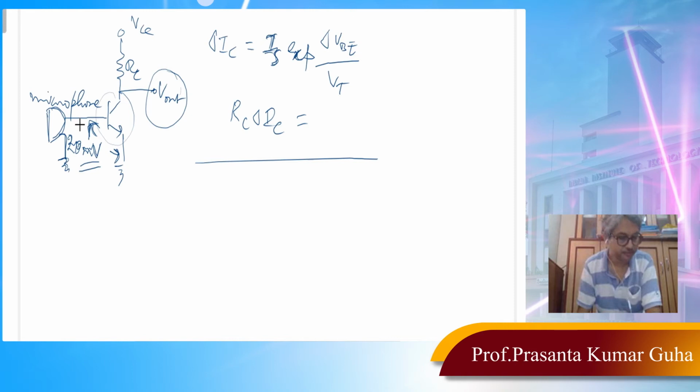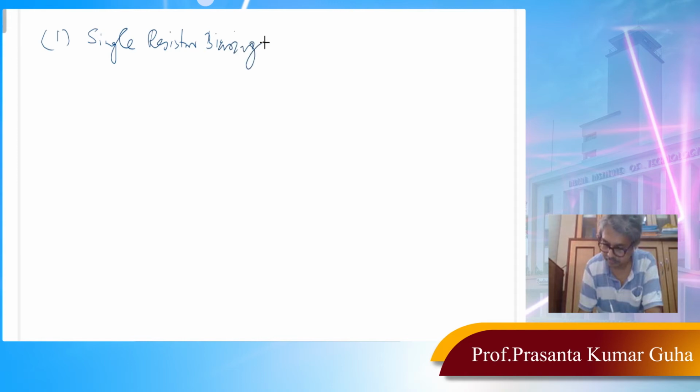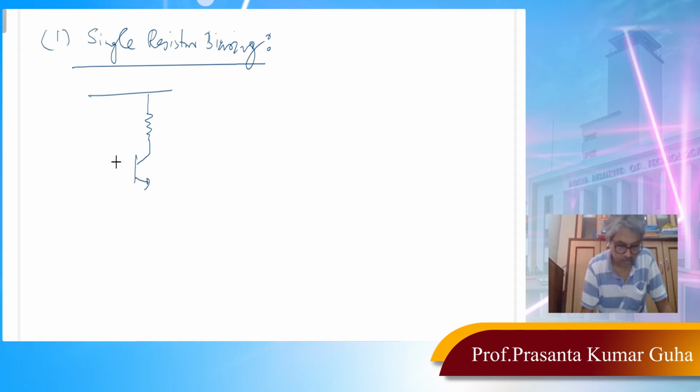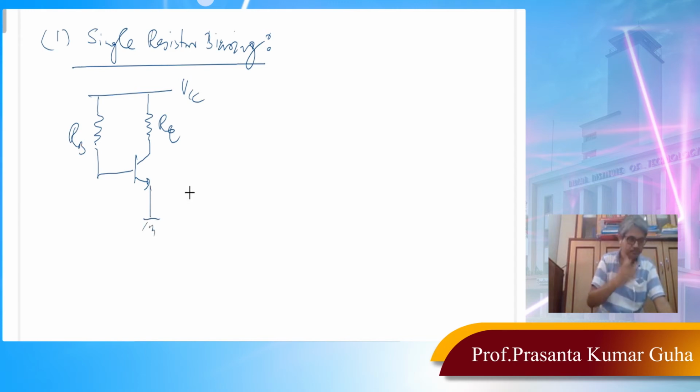What we have to do is bias the BJT circuit properly. So one of the biasing techniques, as I mentioned, with which we will start our discussion is single resistor biasing. In single resistor biasing, the circuit is like this. Here, through this collector resistance, the BJT is connected to VCC, and there is another resistor which is RB, and the emitter is grounded. So this is single resistor biasing, or in some books it is written as simple biasing.